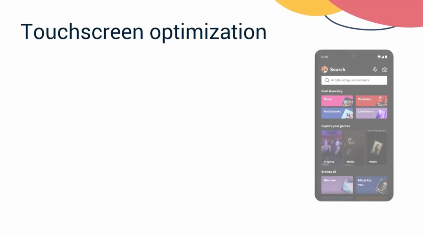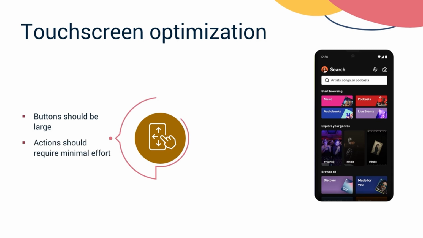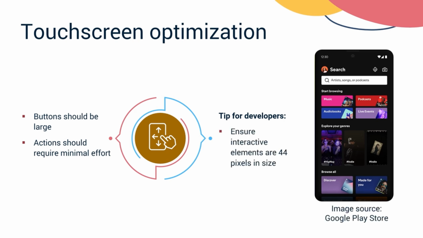As most mobile devices operate via touchscreens, it's essential to optimize apps for touch interactions. Buttons should be large enough to tap easily, and actions should require minimal effort. In the Spotify app, large play buttons and easily accessible menus allow users to control music playback with just a tap. To help users tap without frustration, ensure that interactive elements are at least 44 pixels in size, as recommended by Apple's Human Interface Guidelines.